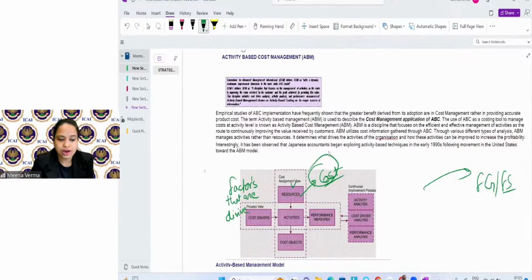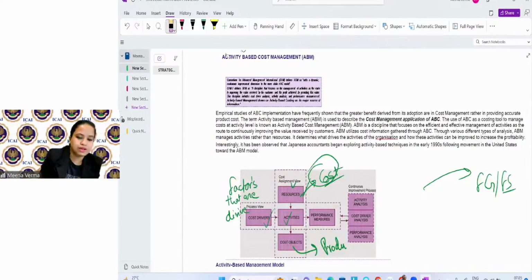So in this way, we find the resources, we find the cost driver, we find the activity. Activity means in what ratio you will allocate the cost to the product. These are the product cost object. We can have different product A, product B, product C.